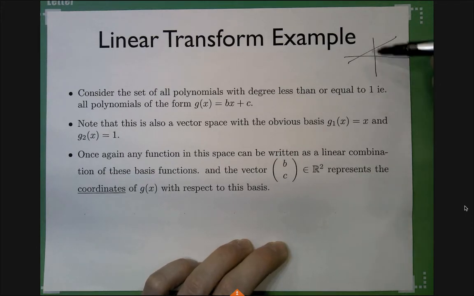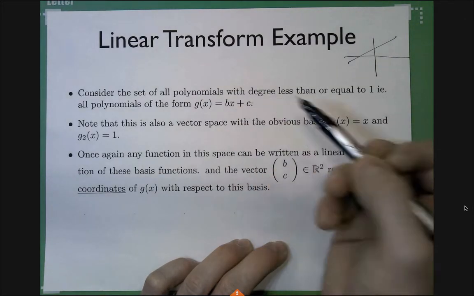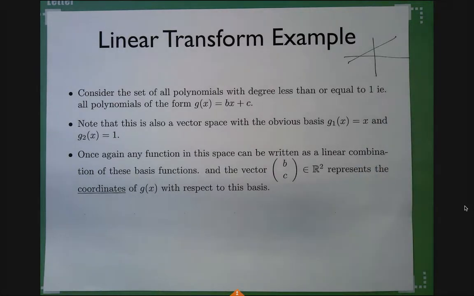There's one type of line that would not work here: perfectly vertical lines would not be there. But other than that, all lines are there.